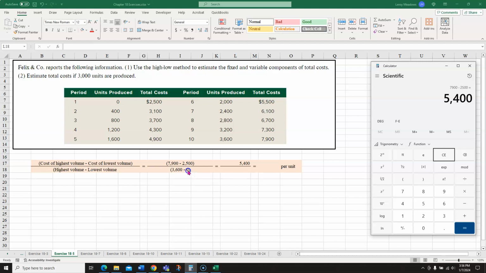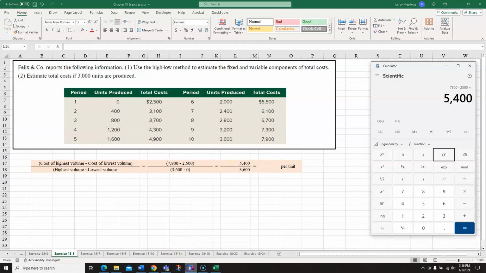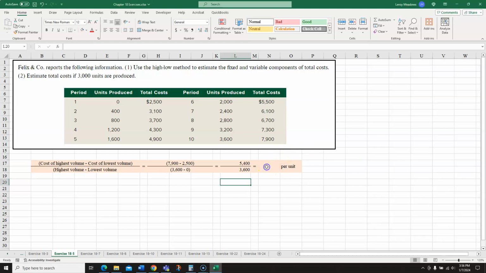Now let's take a look at the denominator part. 3,600 minus 0 is 3,600. When I divide 5,400 by 3,600, I will get my variable cost per unit. 5,400 divided by 3,600 should give me a variable cost of $1.50 per unit. So now that's my variable cost per unit.